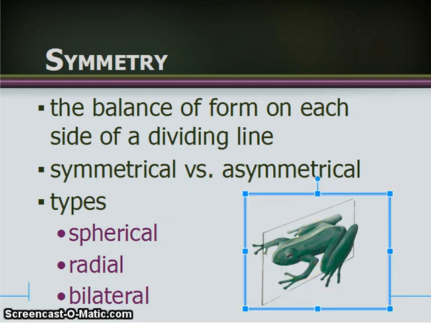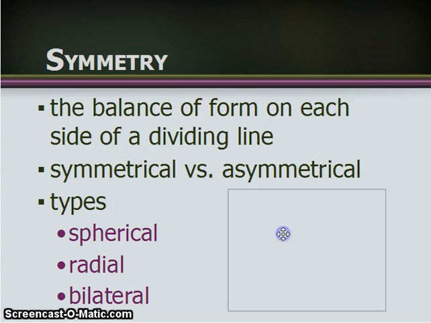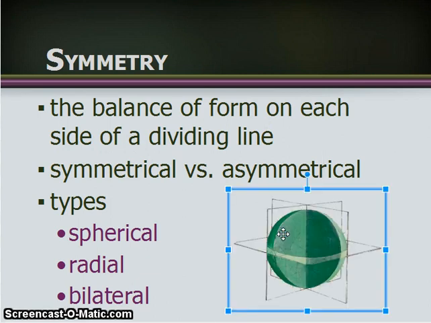Then we bring in something, well, let's just pull in this sphere. Some animals have a spherical symmetry, meaning no matter how you cut it, length, width, or in half this way, you can slice it down the middle, and it's going to be the same. No matter how you slice it, you're going to have two similar halves. That's spherical symmetry.